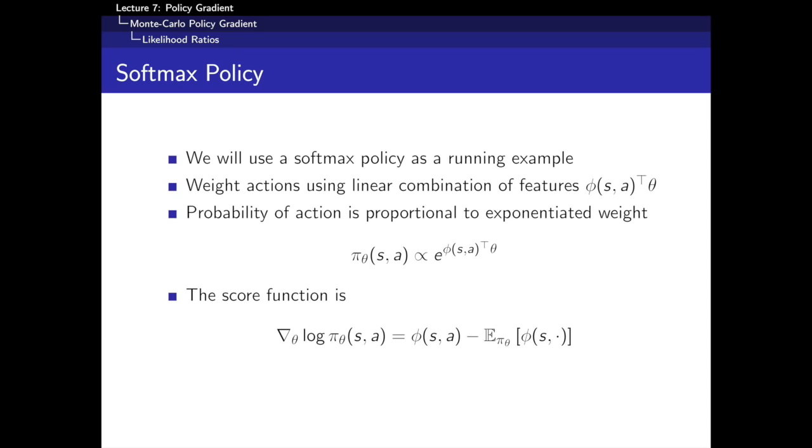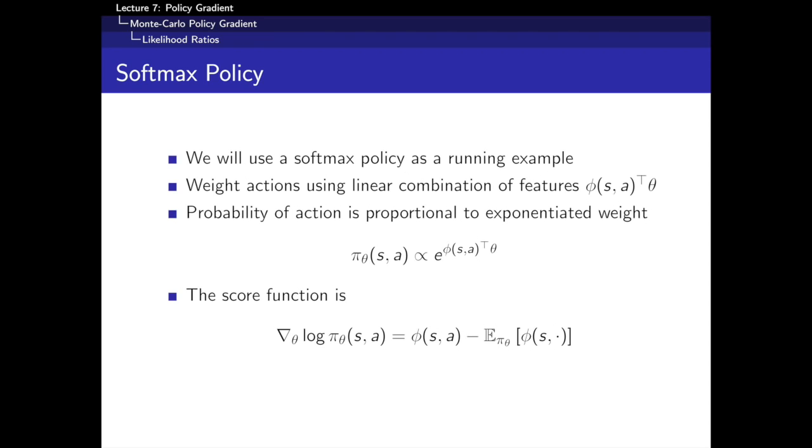So we need to know the score function, and the score function is very intuitive for this softmax. The score function, the gradient of this log policy, is just the feature for the action that we actually took minus the average feature for all the actions we might have taken. So it's basically saying, how much more of this feature do I have than usual? And that's the score function.